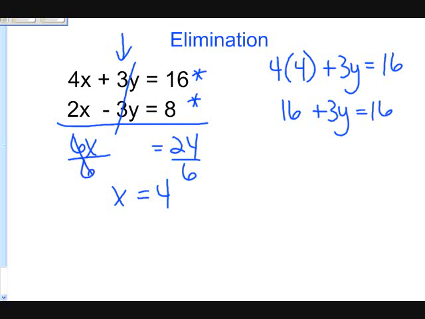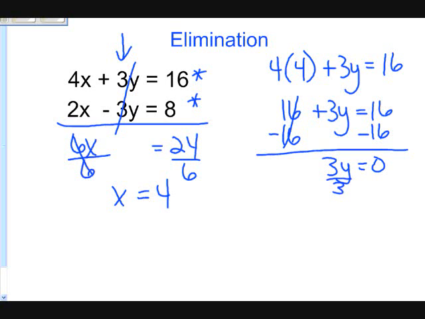And now we've got to get y by itself. So we're going to subtract 16 from both sides. Those cancel, and we have 3y is equal to 16 minus 16, which is 0. Divide by 3, and y is equal to 0. So the point where these two lines intersect is going to be (4, 0).